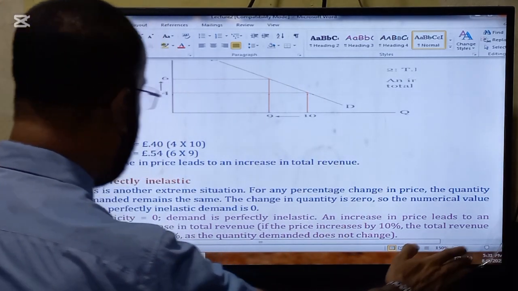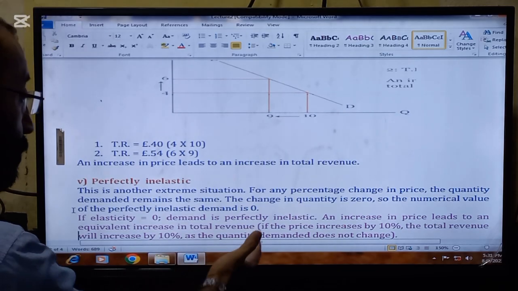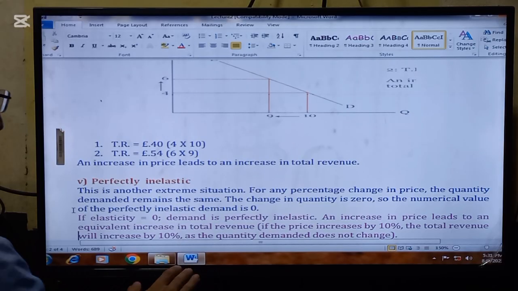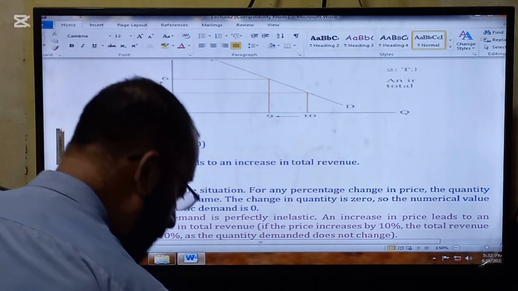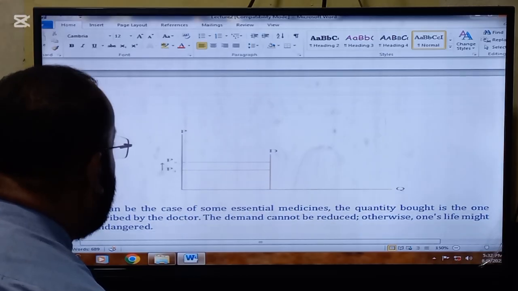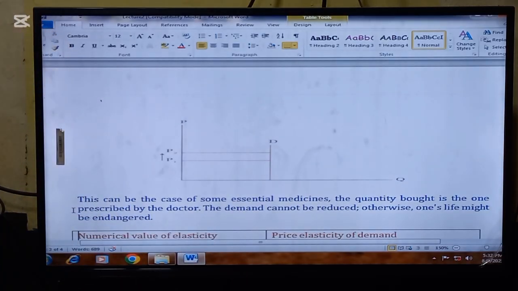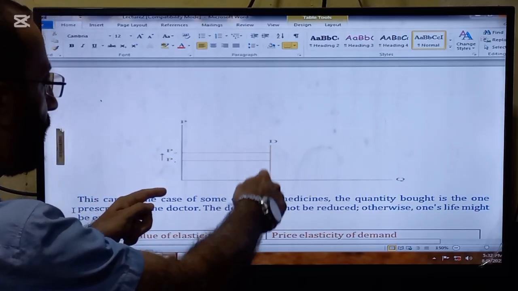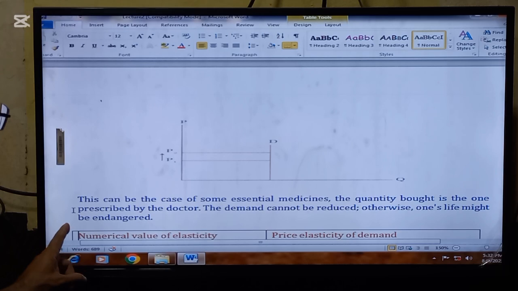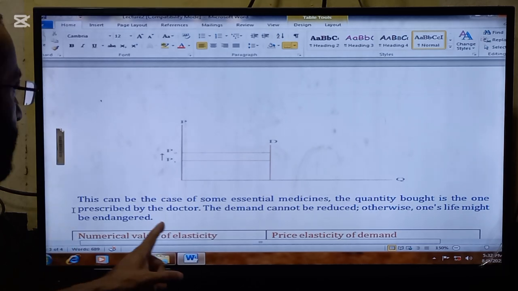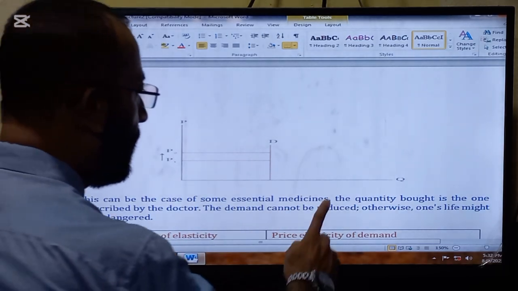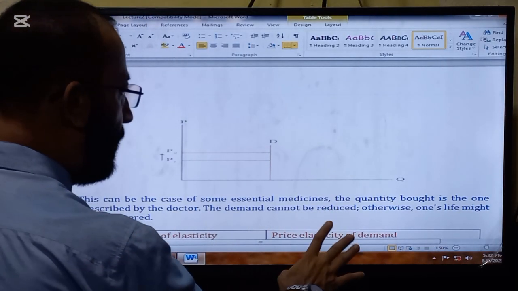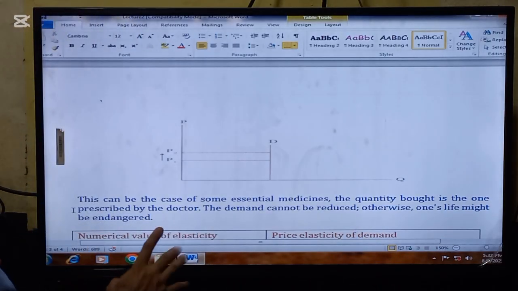An increase in the price leads to an equivalent increase in the total revenue. If the price increases by 10%, the total revenue will increase by 10% as the quantity demanded does not change. And this is the figure of this case. You can see the prices are increasing, but the quantity demanded remains the same. And look here, this is a very important point. This can be the case of some essential medicines. The quantity bought is the one prescribed by the doctor. The demand cannot be reduced, otherwise one's life might be endangered.